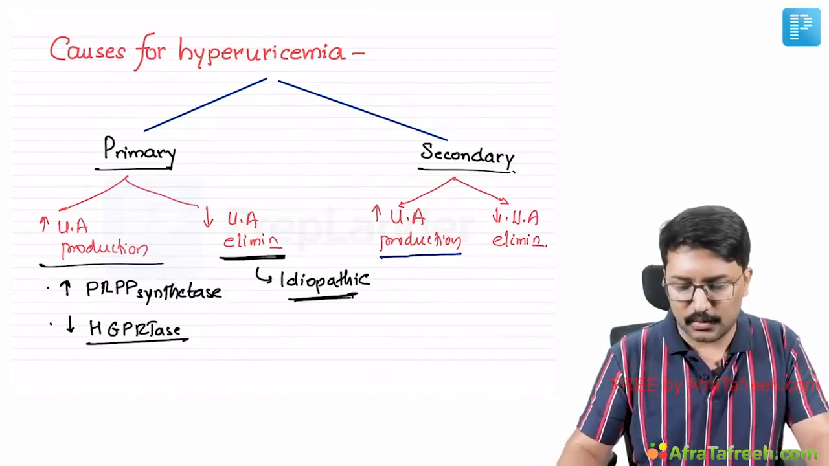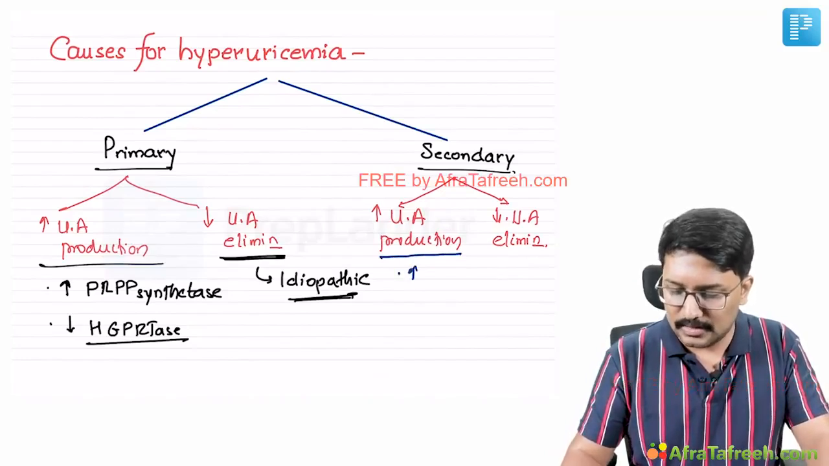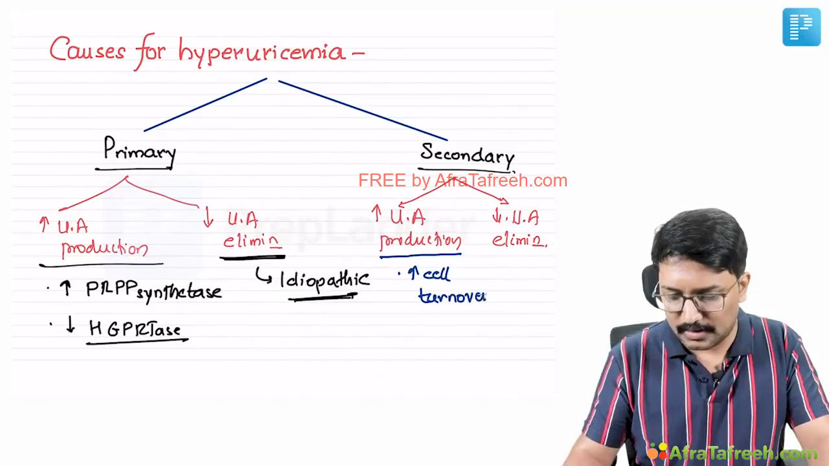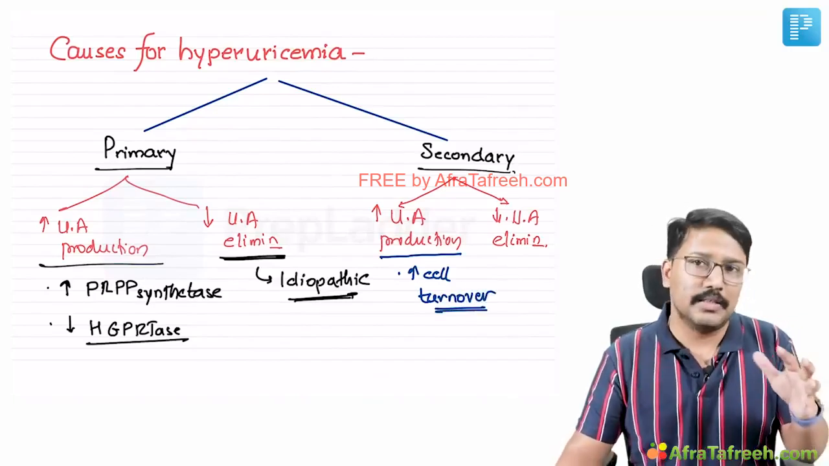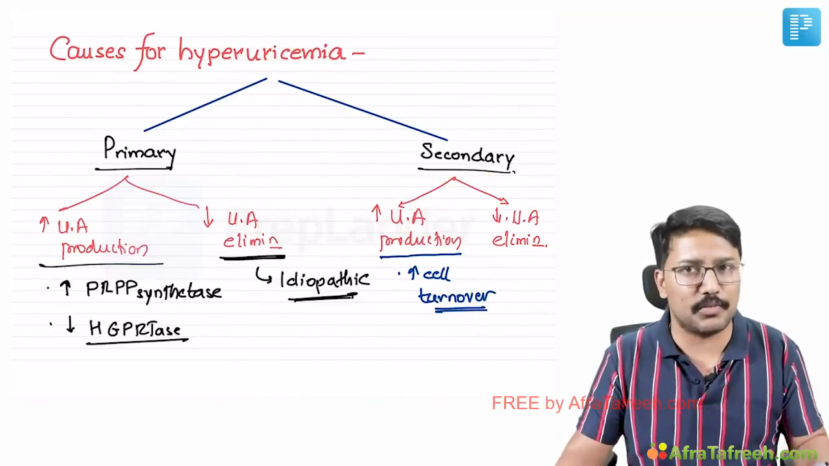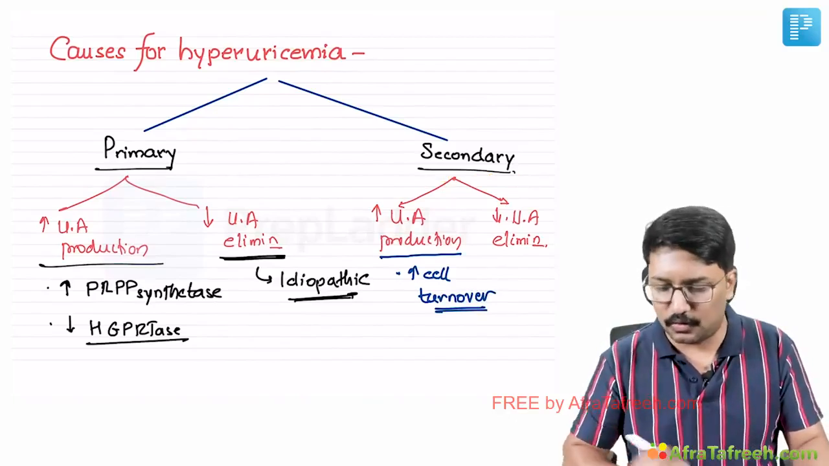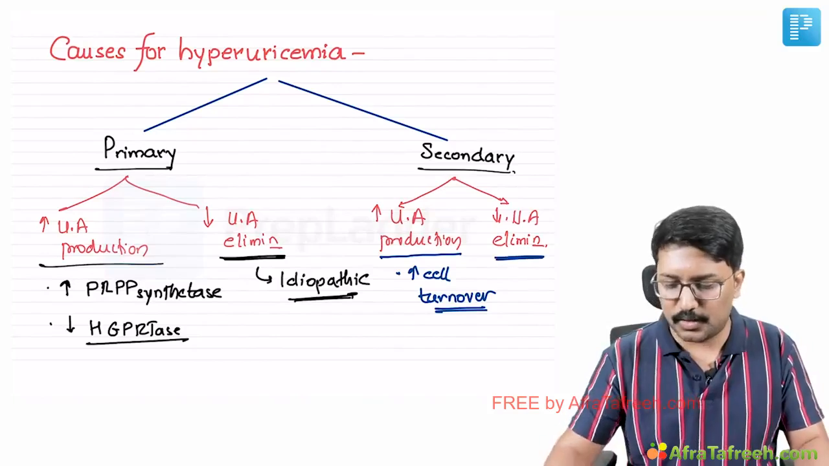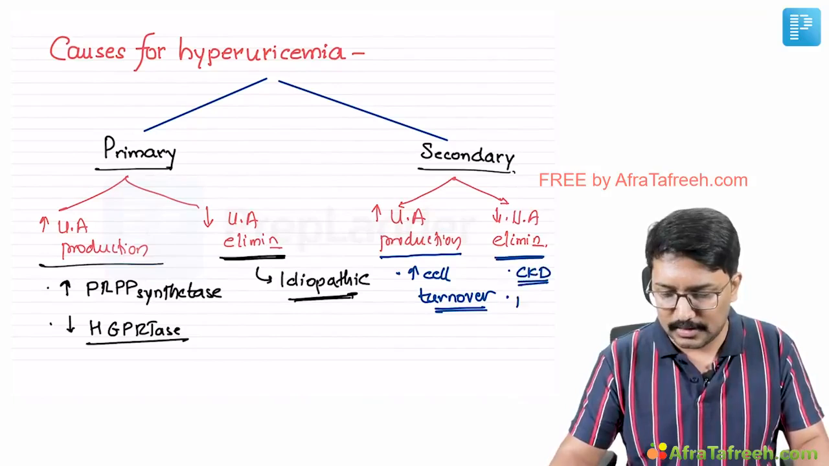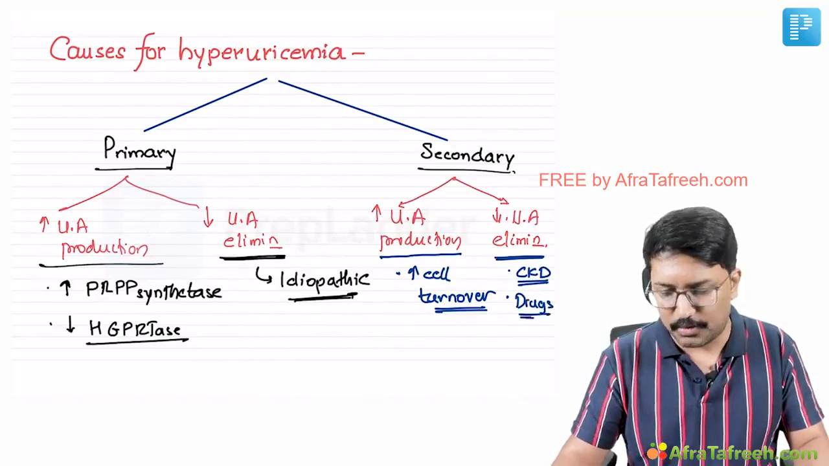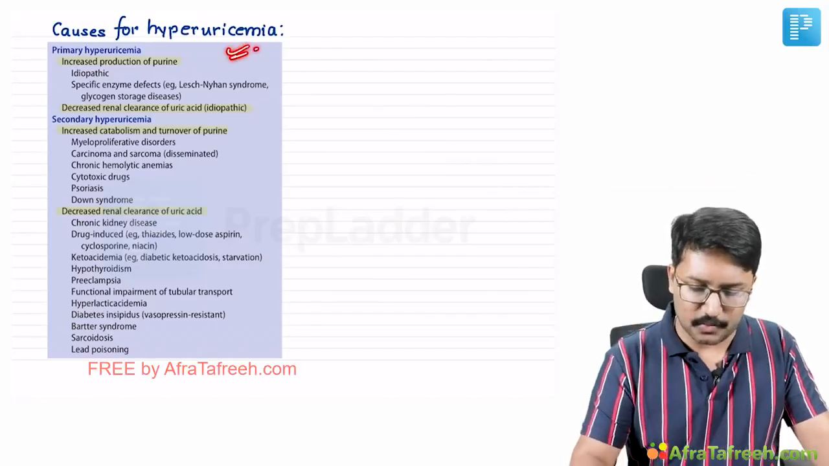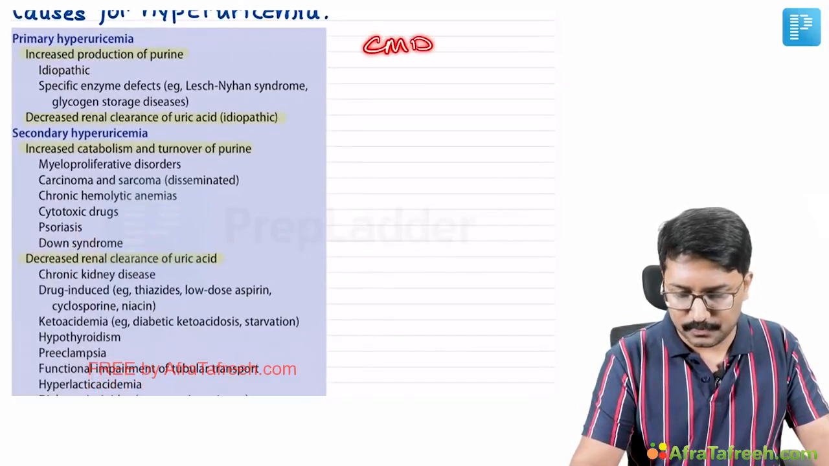If you talk about increased uric acid production, the first thing is increased cell turnover. That means increased DNA, RNA, ATP, GTP metabolism, and more purine catabolism is going to occur. And when we talk about decreased uric acid elimination, kidney disease becomes an important thing, and some drugs are something that I particularly want you to remember. So here is a table that, if you remember, I think should be adequate. This is a table from CMDT again.